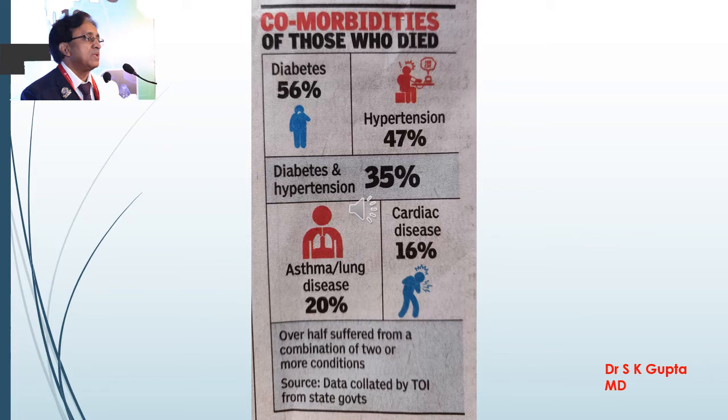This slide shows the data of Indian patients, about 109 patients, as on 7th of April 2020, released by the Ministry of Health and Family Welfare. It shows that of those patients who died, 56% had diabetes, 47% had hypertension, and nearly one third of the patients had hypertension and diabetes both. Asthma and chronic lung disorders represented 20% of all those who died, and 16% had associated cardiac diseases as comorbidity. And this data nearly matches the world data.